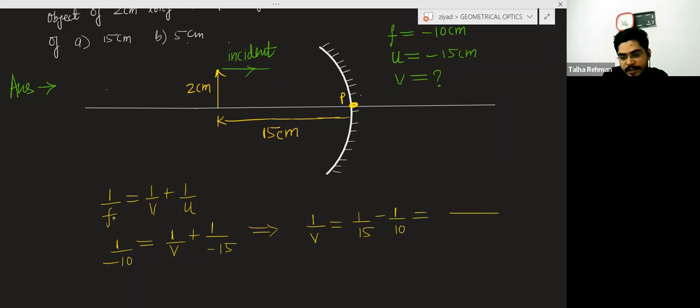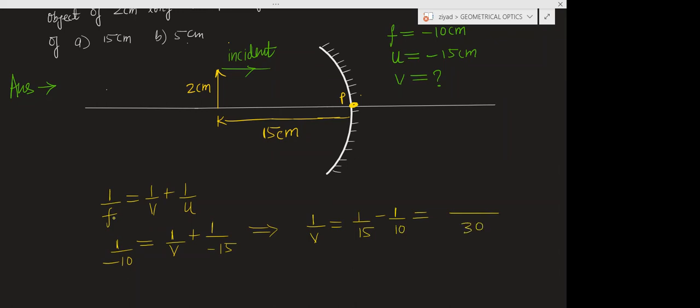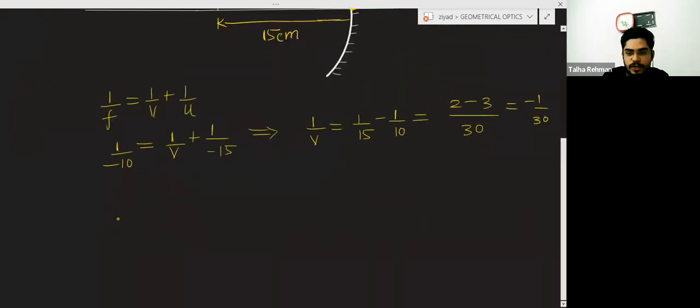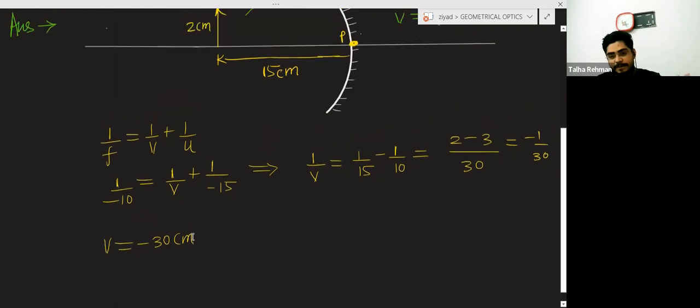1 upon 15 minus 1 upon 10. So here you can take LCM, 15 to the 3 and 10 to the 3s. So it will become minus 1 by 30. So 1 upon v is equal to minus 1 by 30. So the value of v will be minus 30 centimeter. So the position of the image is minus 30 centimeter, and this minus sign is showing that the image is formed in front of the mirror.